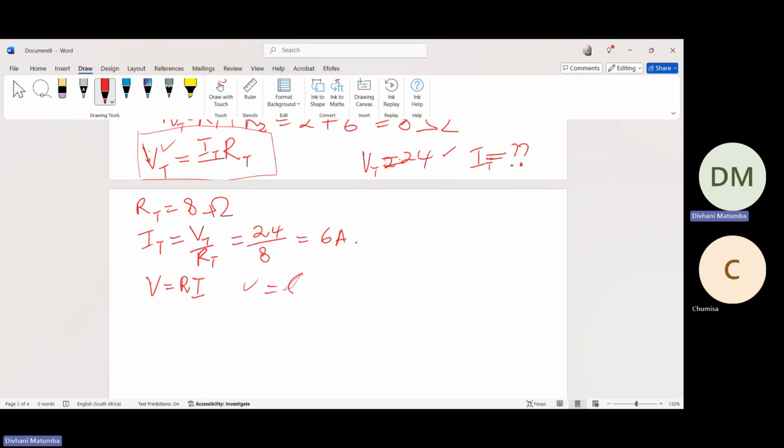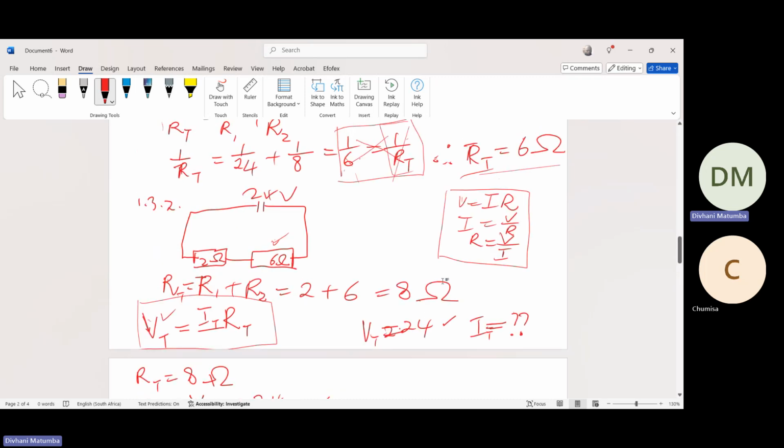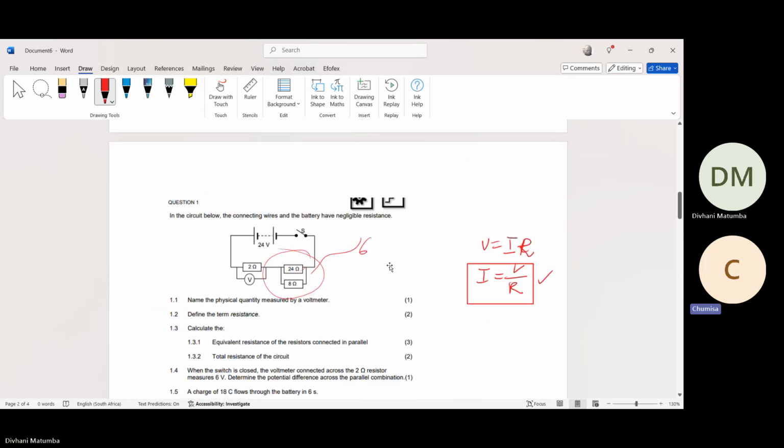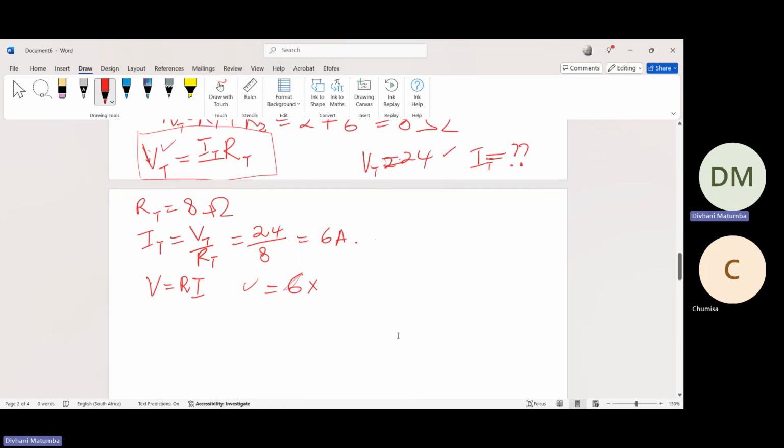Do you understand? Yes, sir. Times what is the current? What is the flow through the parallel connection? 6. Oh my God. 6 ohms. So this will give us 6 times 6, 36. The units? 36 volts.